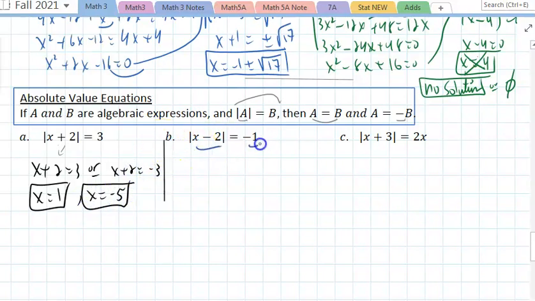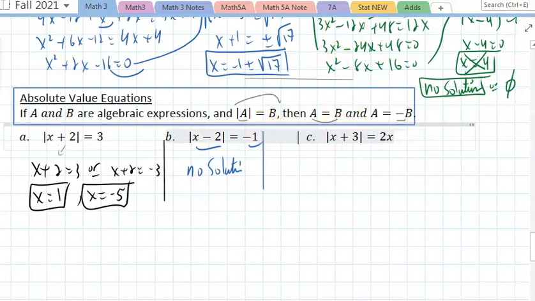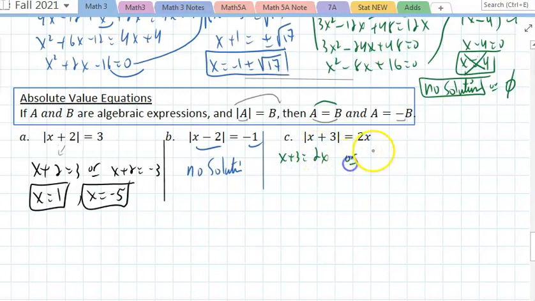Absolute value equaling a negative, there's no way that could happen. An absolute value is always positive. There's no way a positive value will ever equal a negative. And what if I have a variable? Well, it's the same thing, same process. According to the absolute value, one time you write it without the absolute value, or x plus 3 equals negative 2x.